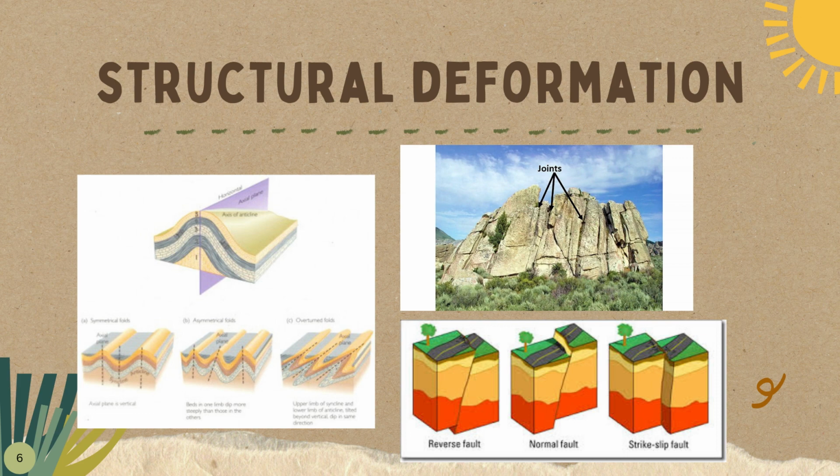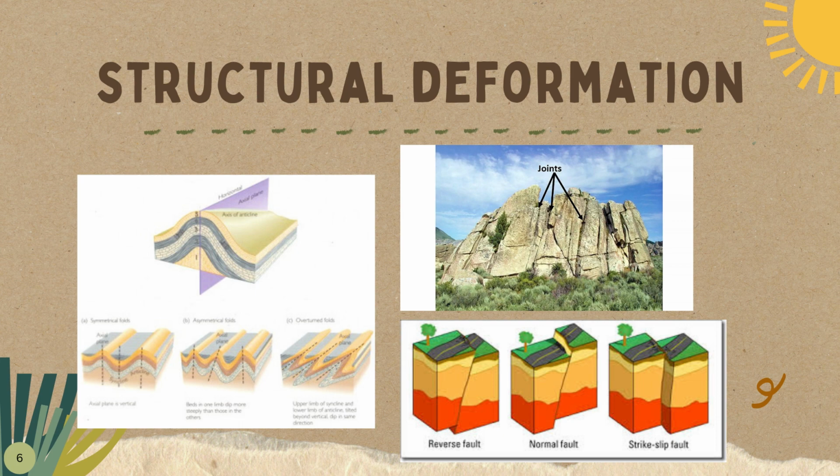The first one, on the left side, is the fold. Basically, it is like a paper that you compress, so it will form a fold. It's like a layer of paper. It has symmetrical fold, asymmetrical fold, and overturned fold. If you want to check it like a real one, you can try it with an A4 paper.